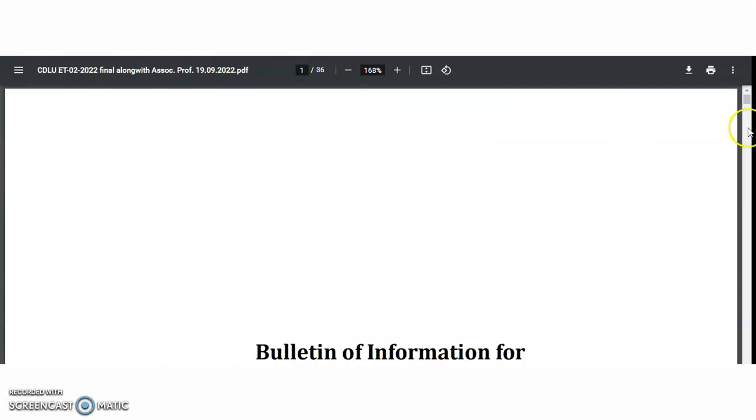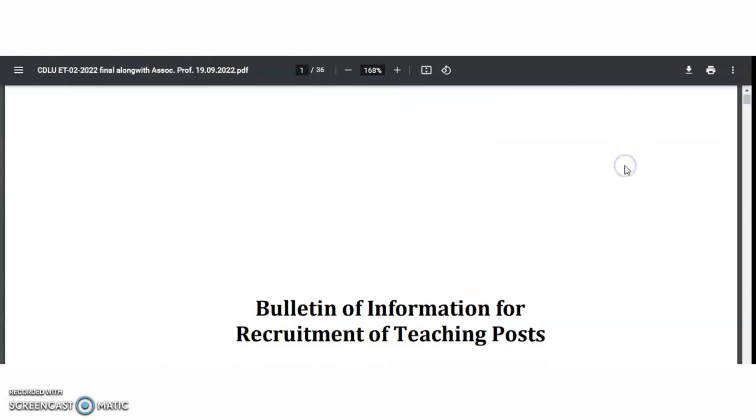Today I just went through one of the state university information bulletins.